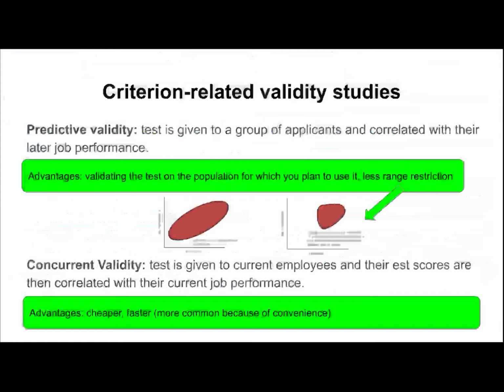The advantages, though, to concurrent validity are that it's much cheaper and much faster, because you don't have to wait for the people to get the job after. You can do the test on one day and the job performance ratings the same day or the next day. Much faster and therefore much more common because of convenience. But if given the choice, it would probably be better to use the predictive validity, since that's the actual population you're planning to use it on and there's less range restriction.